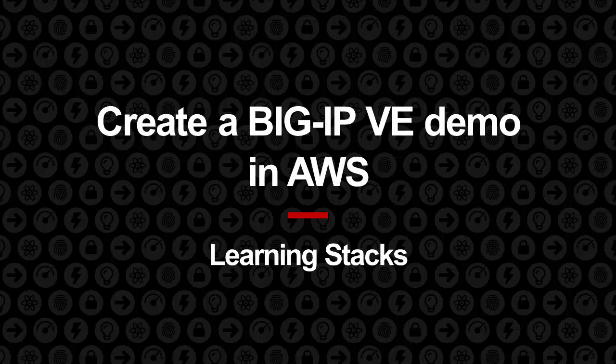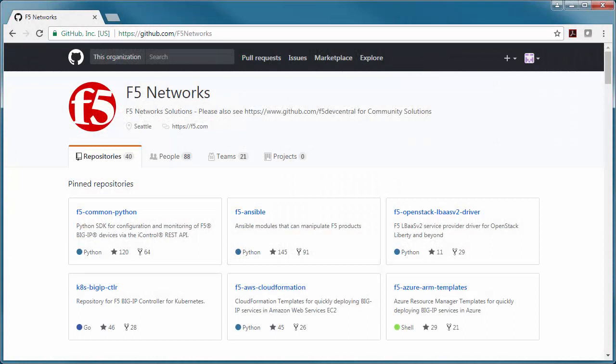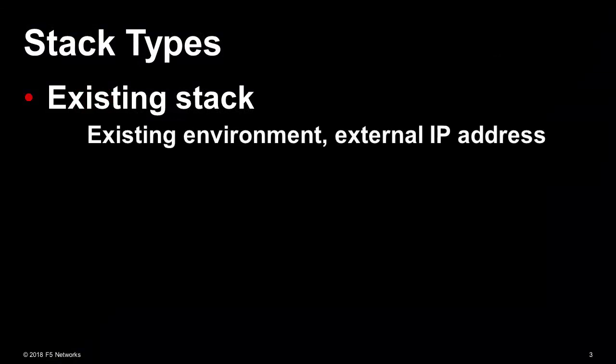So to start, I want you to know about 3 types of templates that the F5 Cloud Solutions team provides. If you go to github.com/F5networks, there's a folder there called F5 AWS CloudFormation. And then in various subfolders, there's a variety of templates you can use to deploy BIG-IP in AWS. So the first type of template is called an existing stack. This assumes you already have resources in AWS and you just want to add a BIG-IP to your environment. This also has an external IP address so you can access BIG-IP to manage it.